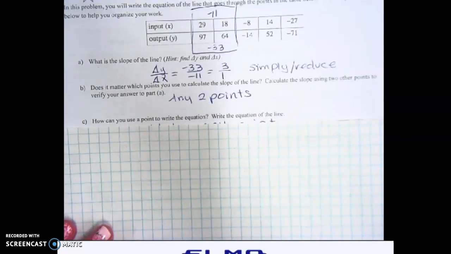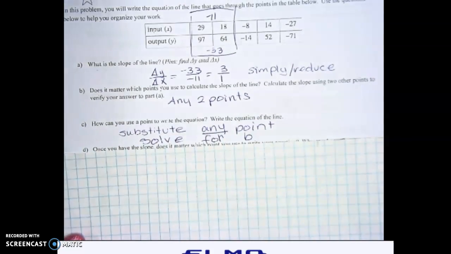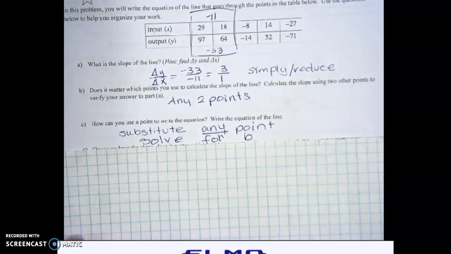All right, part C. How can you use a point to write the equation? Anybody know? We just read about it in the math notes box. What do we do with the point and the slope? You're going to take the point. What does the first number in the point represent? How about the x, right? What does the second number in the point represent?